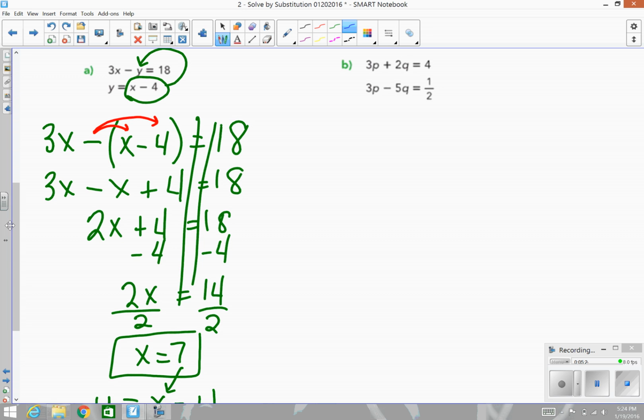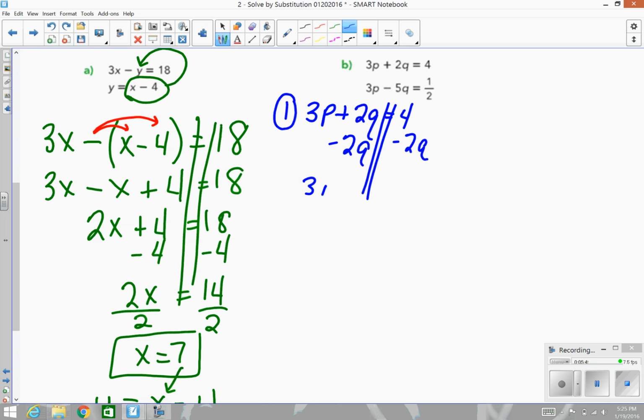Okay, so for this one, we do need to get the variables by themselves. Step 1: I'm going to choose this first equation, 3p plus 2q equals 4, and I'm going to try to get p by itself. So I'm going to move the 2q to the other side. So I have 3p equals 4 minus 2q. And then I'm going to divide everything by 3.